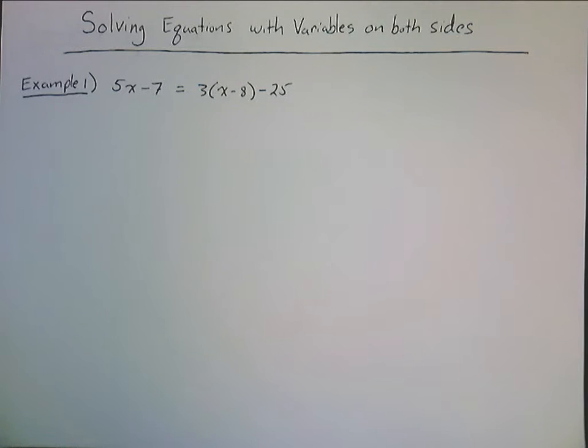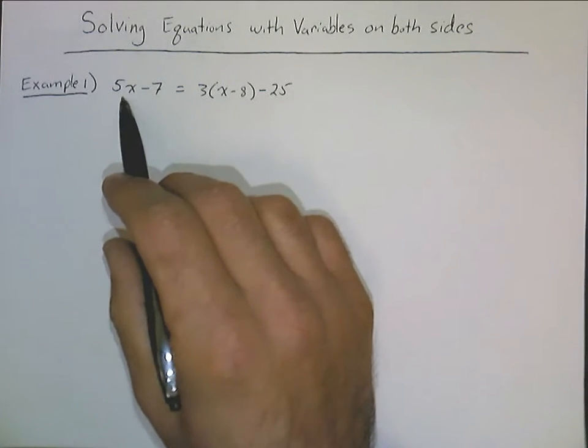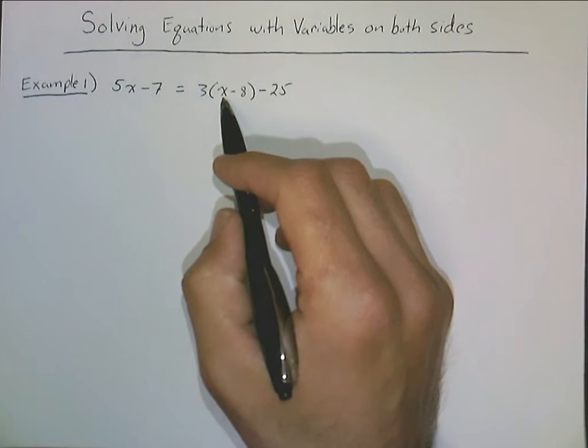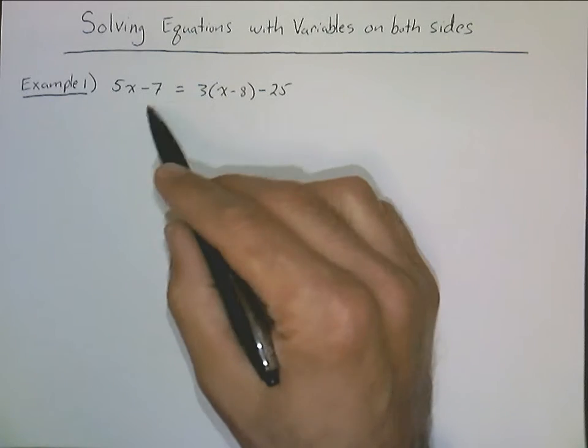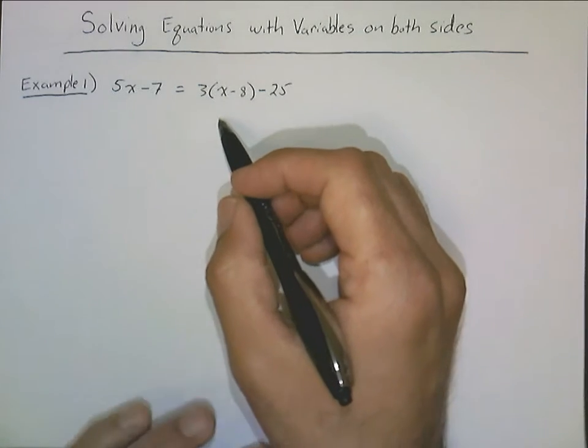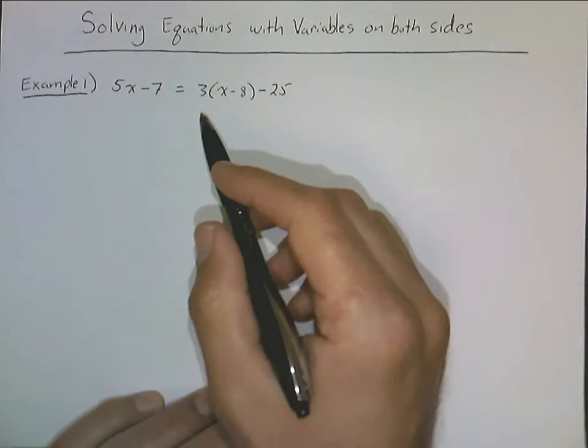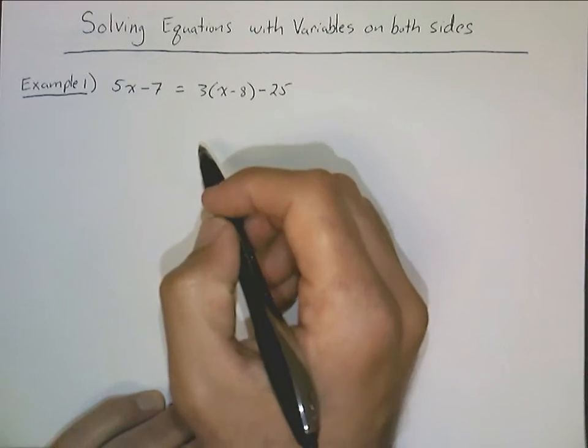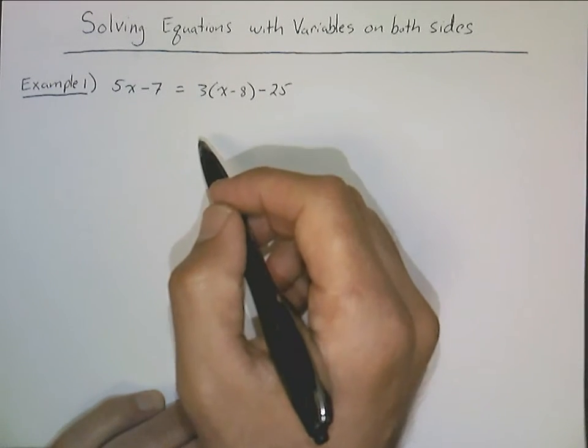Today we're going to be solving equations with variables on both sides of the equal sign. And we're just going to go through a couple of quick examples here. First one we have, you'll notice we have 5x on this side and an x inside the parentheses on this side. So we can't undo what's being done to x yet. We have to first simplify some and then combine the like terms.